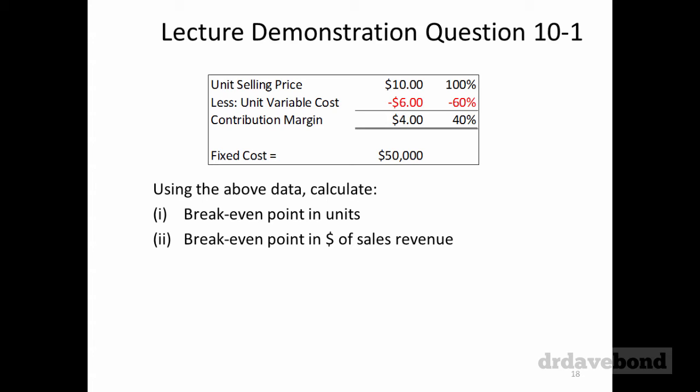So lecture demonstration question 10.1. Well, I've done one. So what I want you to do, this should take you not very long. You can pretty much do it. I don't reckon you need a calculator to do this. I reckon you do this just in your head. $10 selling price, $6 variable cost per unit, $4 per unit contribution margin. Your fixed costs are 50,000. How many units do you need to sell to break even?